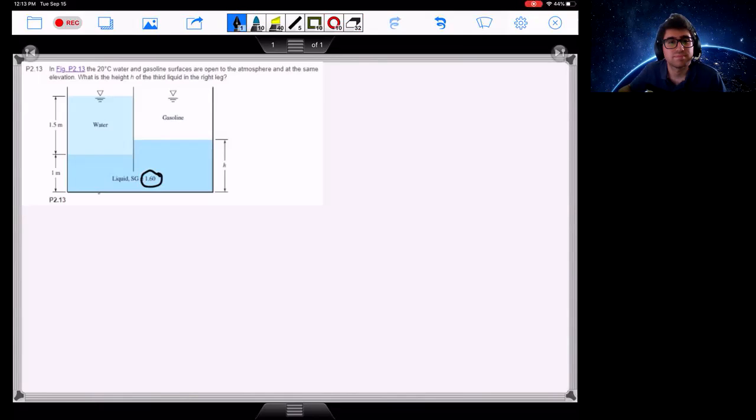That they share the same pressure, like atmospheric pressure. Yes, it's open to the atmosphere. You see this symbol right here. It's open to the atmosphere. That means the gauge pressure is what? 0. Gauge pressure is 0, but what is the absolute pressure?